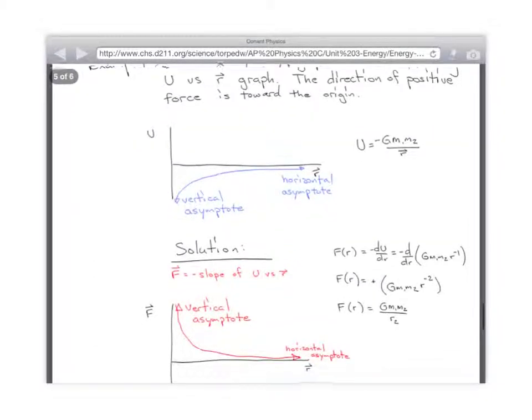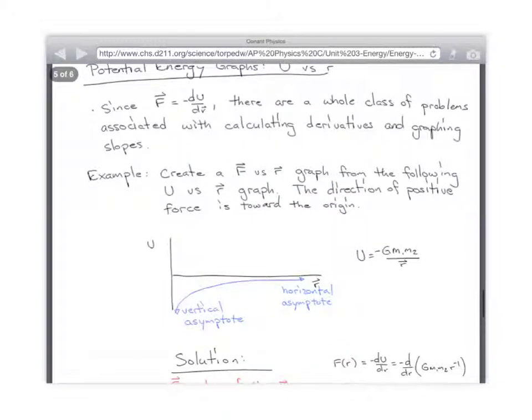if you had a potential energy graph that looks like this, it's this weird kind of inverted hyperbola looking thing. It's got a vertical asymptote and a horizontal asymptote. And the equation for this line was given by U equals negative GMM over r. What's r? Distance this way. And what's U? Potential energy. And it's negative the whole time.